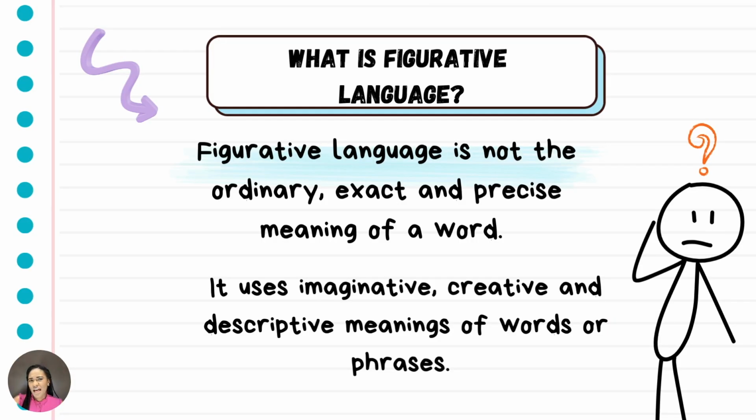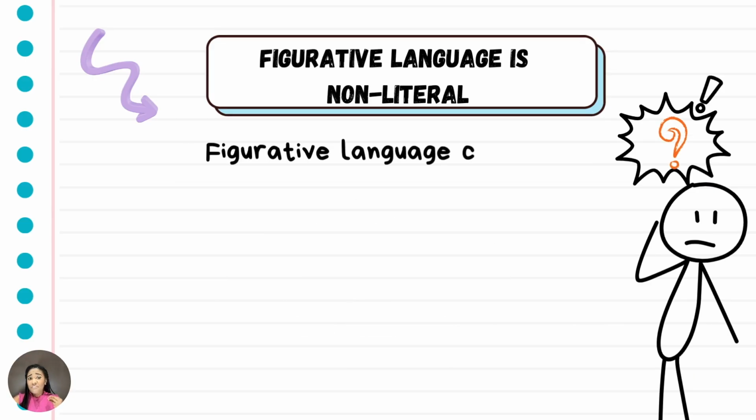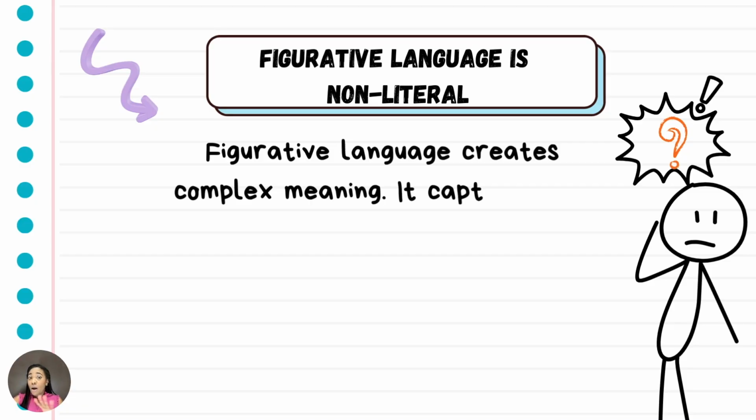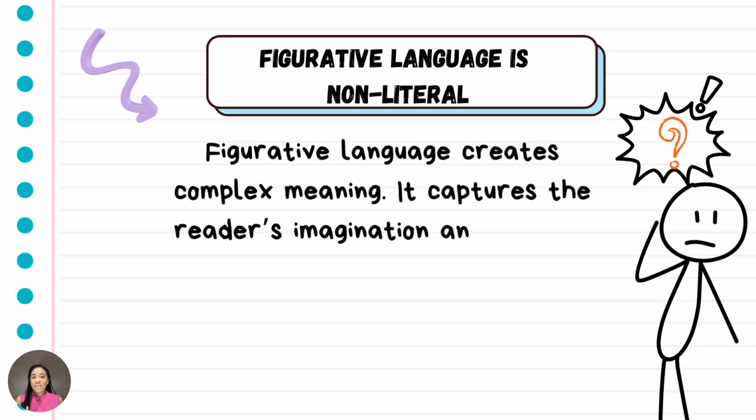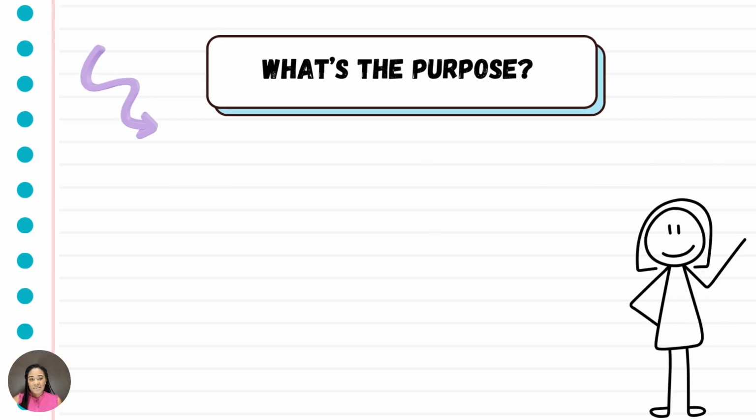So, what is figurative language? Figurative language, on the other hand, is not the ordinary, exact, or precise meaning of a word or phrase. With figurative language, we are using imagination, we are using creativity, and we are using descriptive meanings of words and phrases to convey or to produce meaning. So instead of taking the word at its basic literal level, we are now adding an imaginative or creative level of meaning. Figurative language, therefore, creates complex meaning, and it captures, of course, our imagination and the reader's senses.